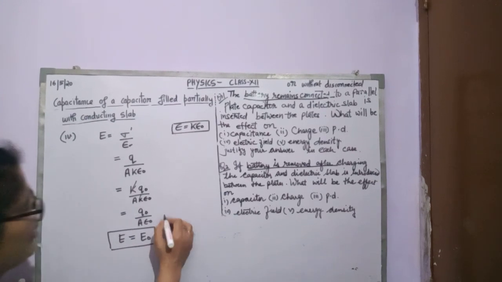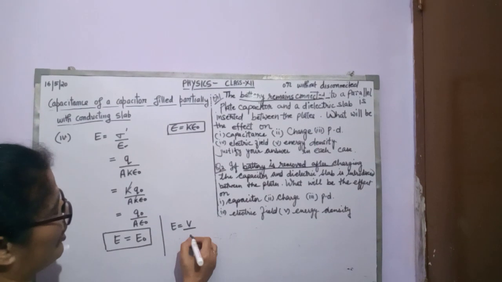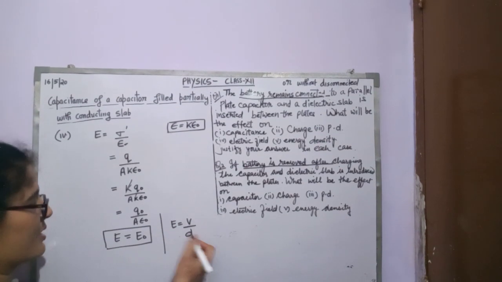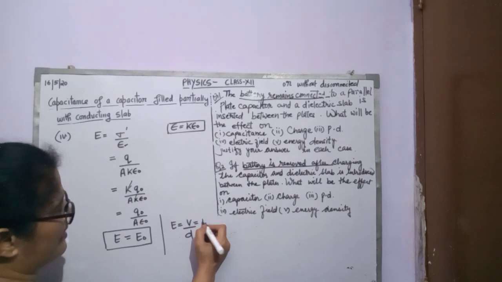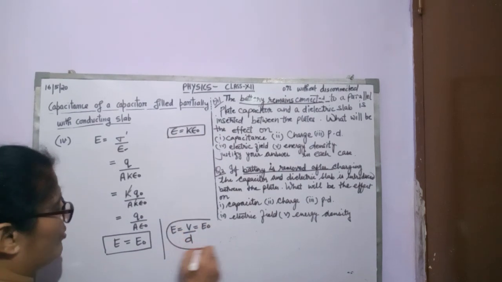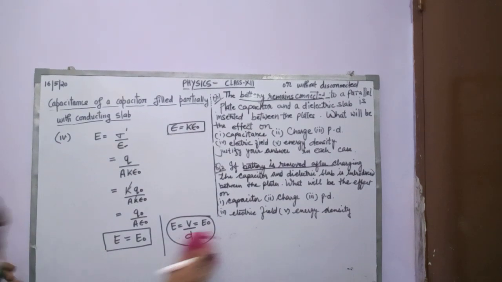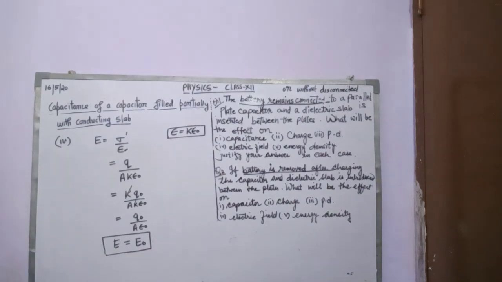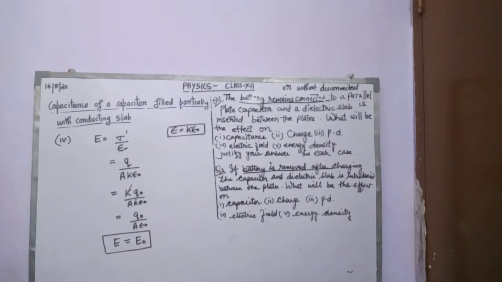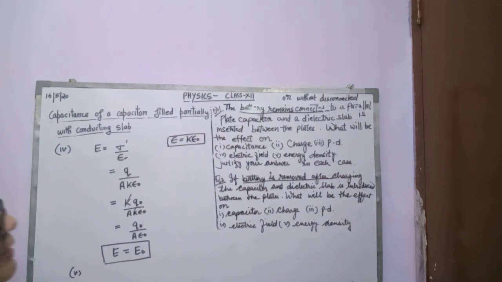In other words, you can state this one also. E is equal to V upon D. V is constant, D is constant. Therefore, E is also constant. That is equal to E naught. You can state it in this manner also, but this is the most reasonable way to explain what will be the value of electric field. Now the fifth one is your energy density.